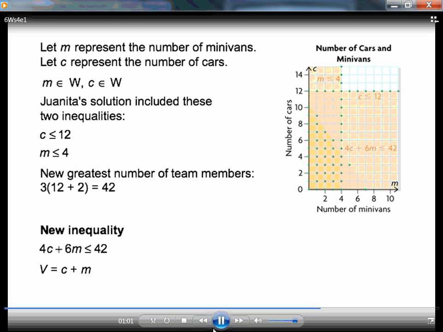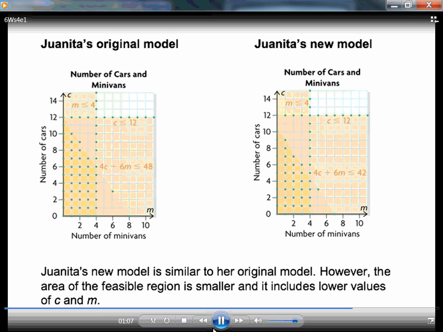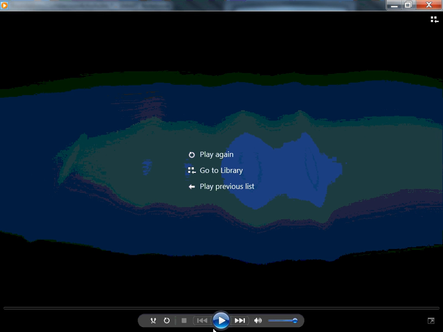I sketched a graph of all 3 inequalities to represent Juanita's new model. Juanita's new model is similar to her original model. However, the area of the feasible region is smaller, and it includes lower values of C and M. This is reasonable, since fewer vehicles would be needed if there were fewer team members. That's going to be it for example 1.